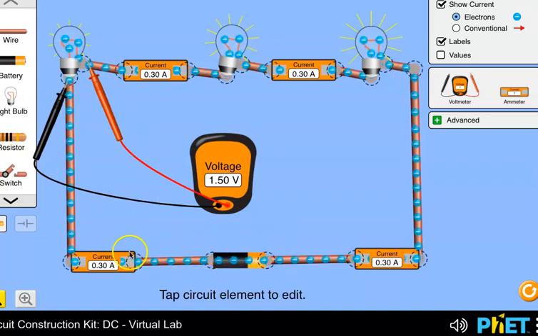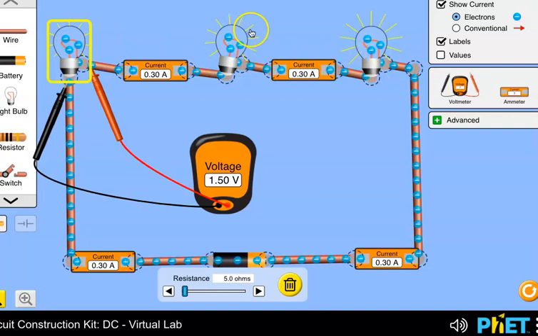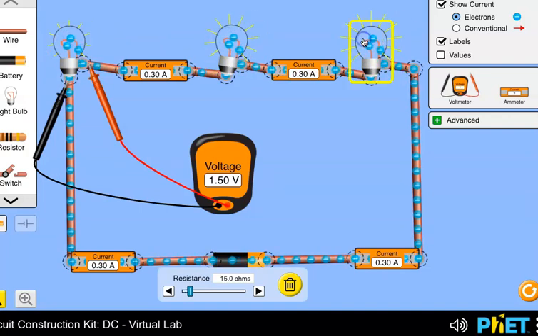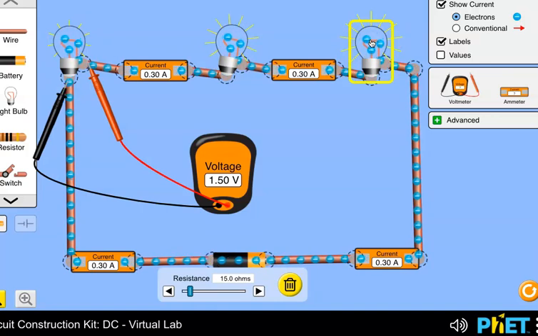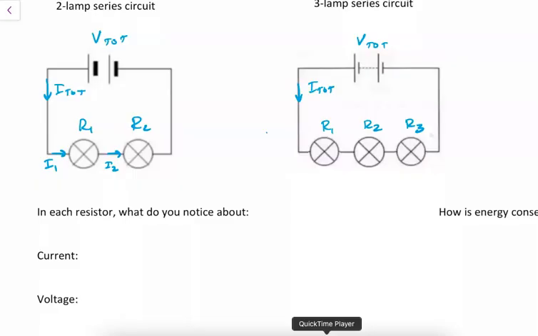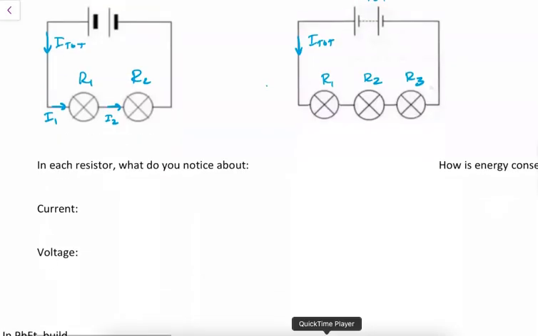So we're seeing the voltage is distributed amongst the resistances depending on how strong the resistors are, 5, 10, and 15. So there is a proportionality between voltage and resistance, which is our Ohm's law relationship. So in each resistor, what you notice is that current stays constant.